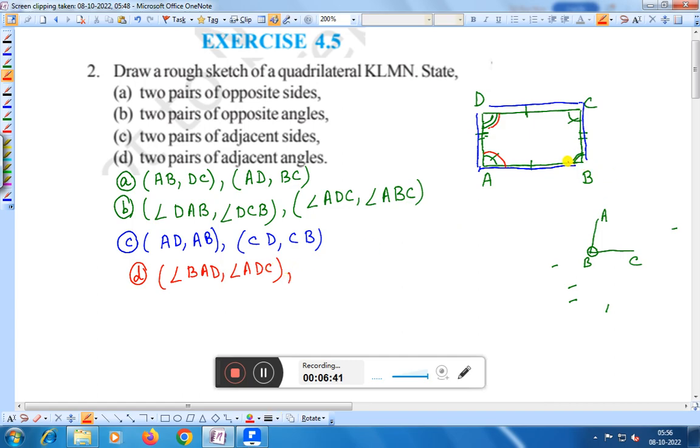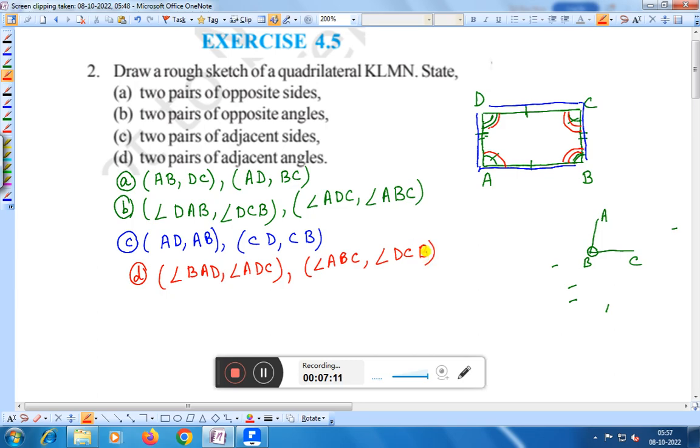Another pair is you see that is angle B, this angle, right? And angle C, this angle are adjacent angles, right? Therefore, you can write here as angle B means angle ABC, and angle C means angle DCB.